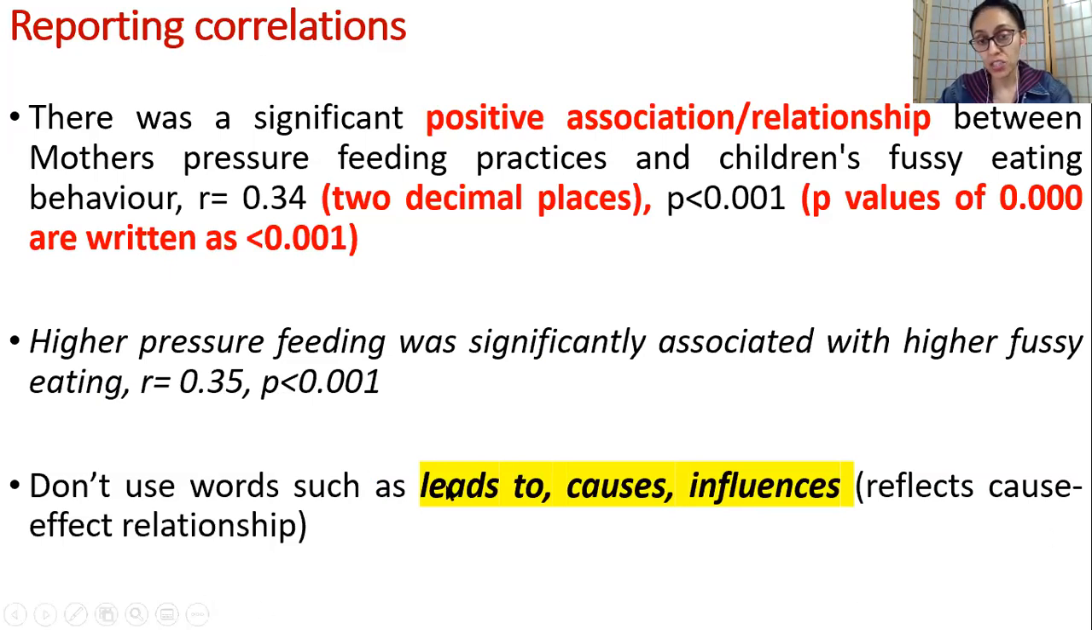Again, just over here, don't use words such as leads to, causes, or influences, because that's not right. As I have explained very well, that is why it is not right. This is very important, guys: when you write the results of Pearson's correlation, don't use words such as leads to, causes, or influences.